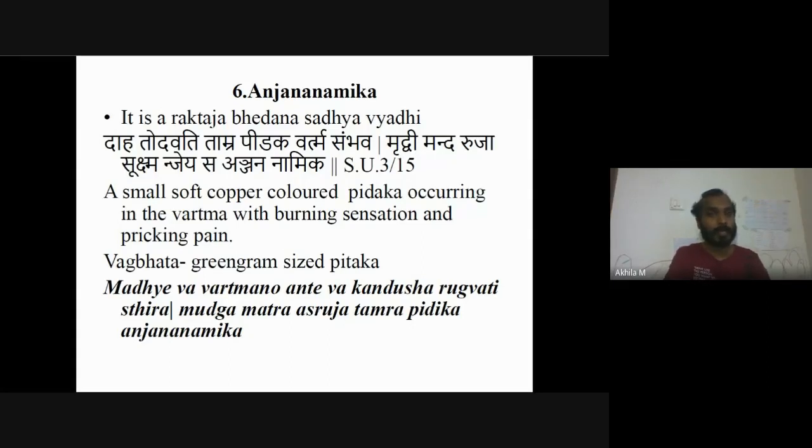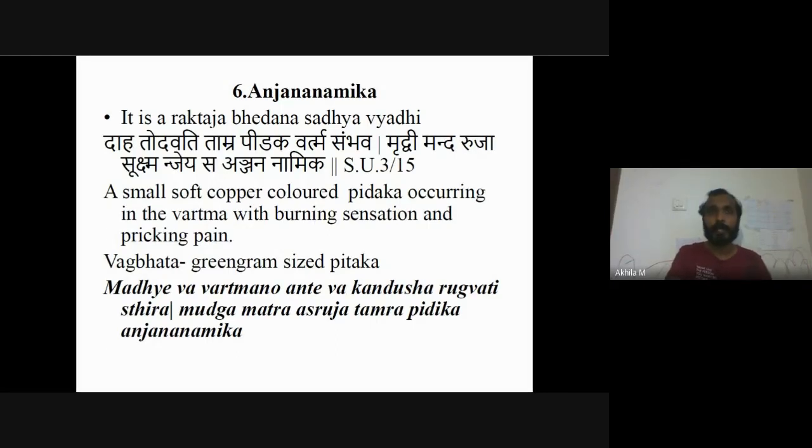Mudga Matra, you said like that, the pidakas arise similar to a green gram. Due to the vishesham of vata, there arise pidakas like that of mudga. Green gram sized pidakas arise in the varma. So this type of eruption is called Anjana Namika.